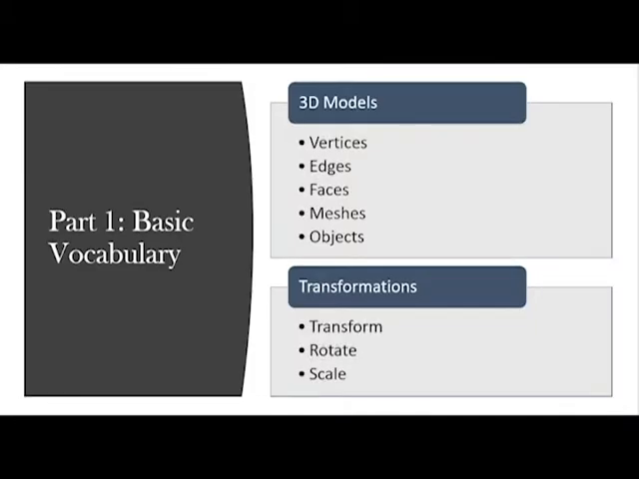Okay, so first we're going to start off with some vocabulary, and I've broken this up into two different sections, one for 3D models and their components, and then one for transformations. And while the transformations are fairly straightforward, you just have three: transform, rotate, and scale. With 3D models, I'm going to be starting with the smallest component and then working my way out to the largest component. So that would start with the vertex, up to edges, up to faces, to meshes, and then objects.